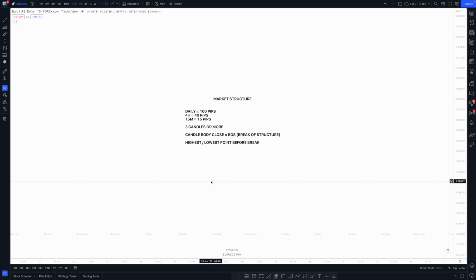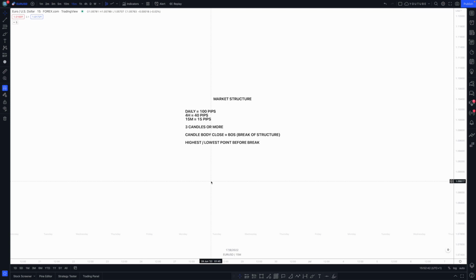So first of all, what you'll see is the daily, and on the daily we need to see a 100 pip or more pullback in order to deem that a swing pullback. On the 4 hour you are looking for 40 pips or more. On the 15 minute you are looking for 15 pips or more.